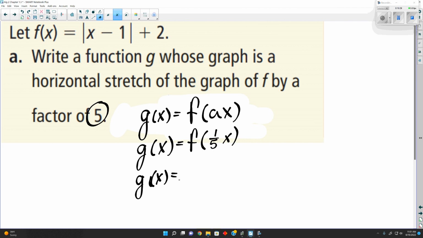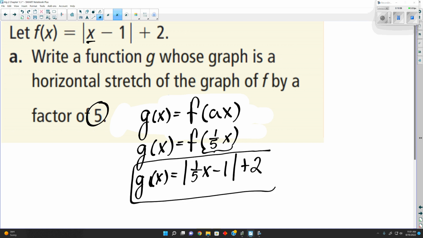Because so far, we set up the one for horizontal stretch or shrink, which is our f of a times x. Since the factor is 5, and again with horizontal, that's the only one we have to do something to, we have to flip it to 1/5. Now we just need to plug this in for everywhere x appears in the function they gave us. So 1/5 x minus 1. And that's it.